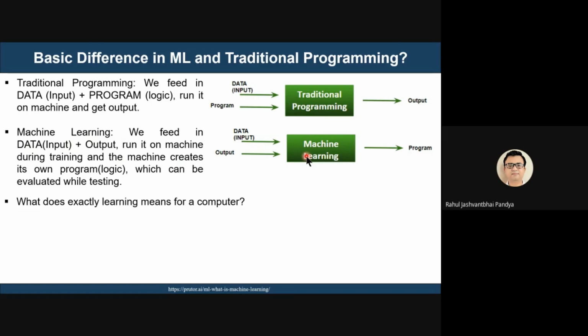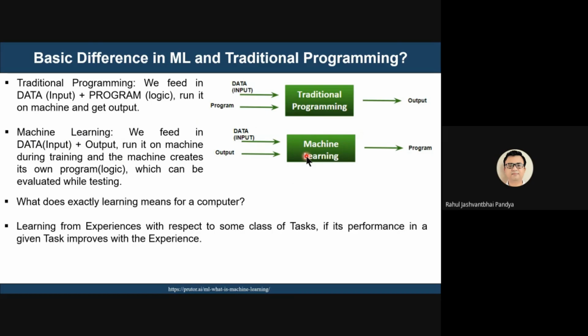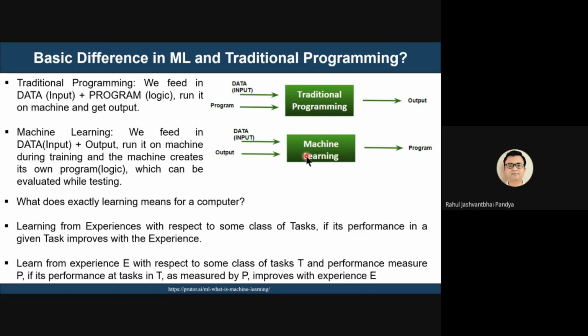And what does learning exactly mean for the computer? Such as, let's say, learning from experiences with respect to some class of tasks. If its performance in a given task improves with experience, such as, as we have said, if I'm doing a particular task and I get a reward as an outcome, I store it as an experience and I'll continue going in that particular direction. On the contrary, if I'm doing a particular task and I get a penalty or I do not get any reward, I will stop going in that particular direction and try to tune in another direction and try to accomplish a higher reward in the next one.